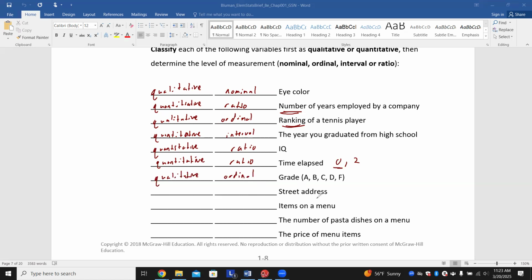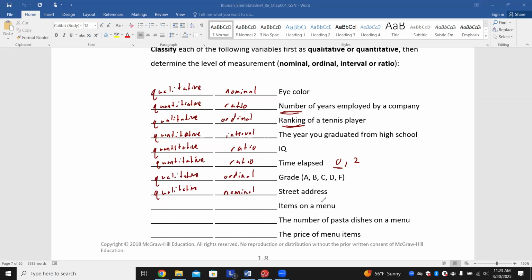Next part, street address. This is describing something, but doesn't have specific values. So this is going to be, even though you do have like 111 or 222 or 503 or whatever the situation might be, qualitative because again, it's going to be describing something, not giving it a number itself. Because I cannot put street addresses in a certain rank, saying that one's better than the other, this is going to be a nominal.